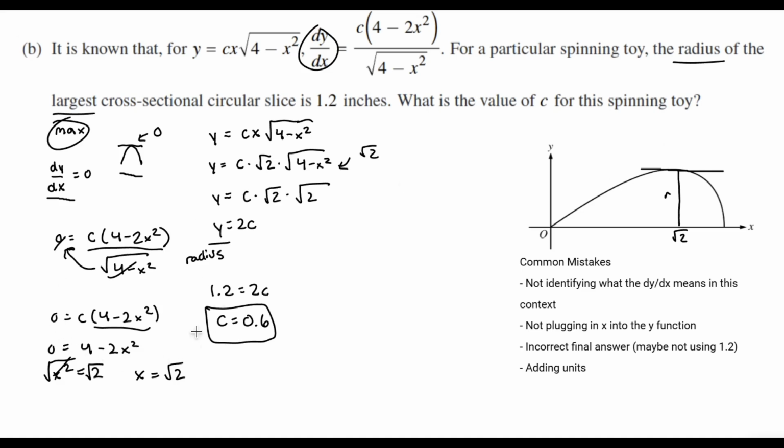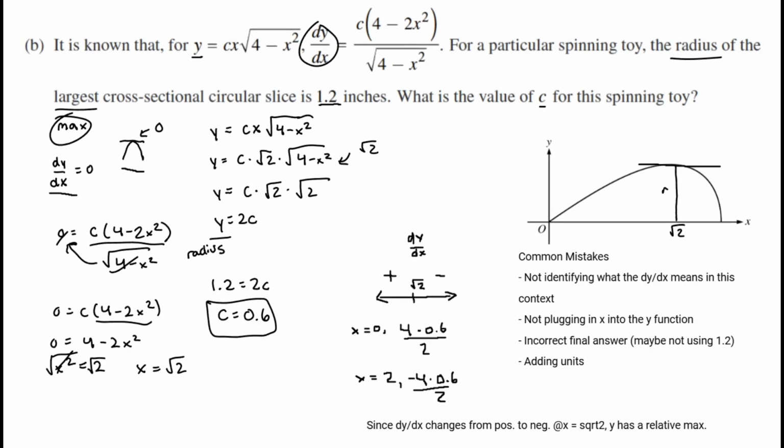After that, it's just simple algebra, maybe not getting root 2. Then you have to plug in root 2 into the function, and then y, you have to set that equal to 1.2, even though it doesn't deliberately say that's the y value, and you get 0.6. You don't need to add units because c is a constant, as mentioned at the start of the problem.